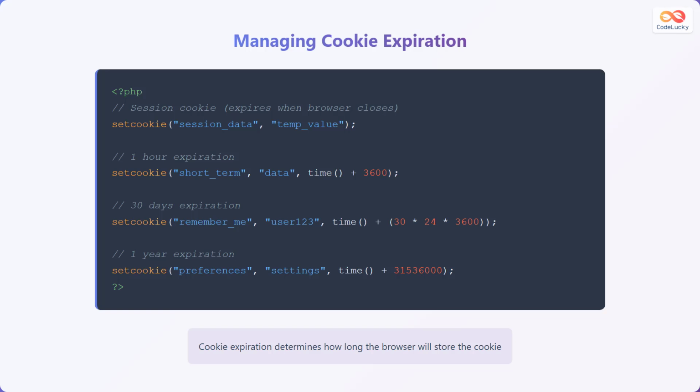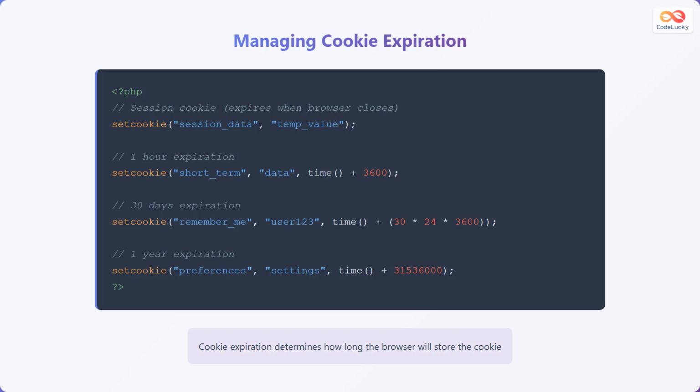Here's how to create a cookie with a 1-hour expiration. The first argument is the name of the cookie, in this case short_term. The second argument is the value of the cookie, in this case data. The third argument is the expiration time, which is set to 1 hour from now.